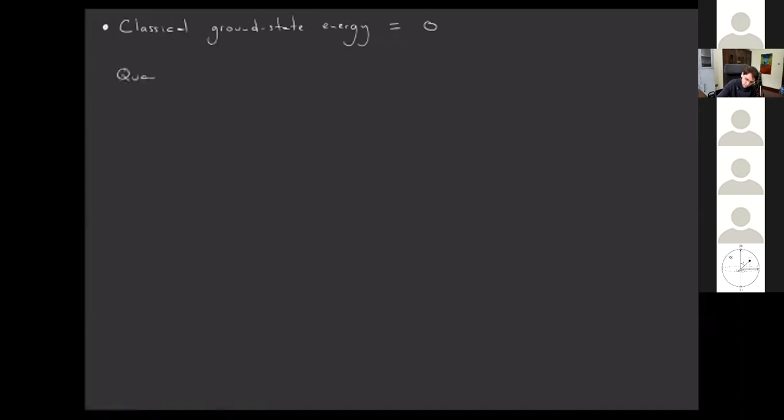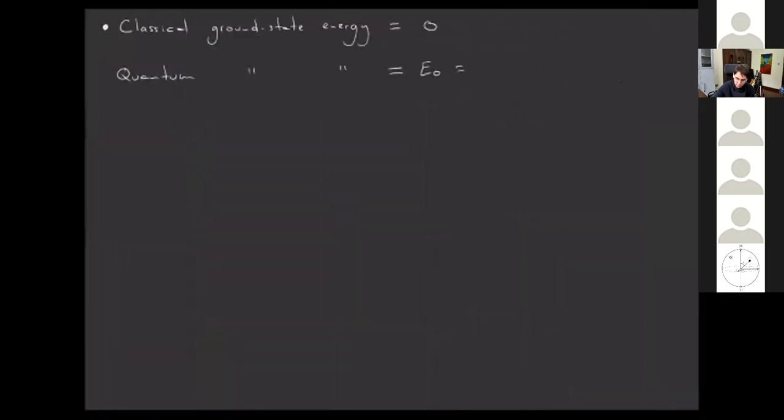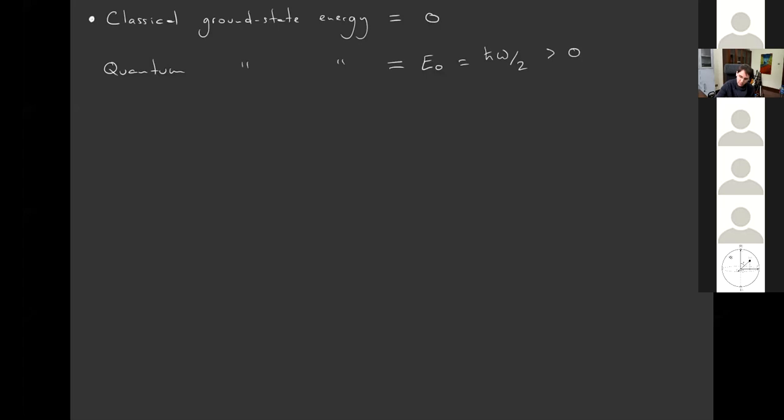However, the quantum ground state energy is equal to this E_n for n equals zero, okay? And that's not zero, that's h bar omega over two, which is actually larger than zero. So this is very interesting because it's essentially telling you that you cannot bring the oscillator to a halt. You cannot bring the oscillator to a point in which it has no energy. And the interpretation is very interesting, and this is why I want to talk about it. So the interpretation is like this.